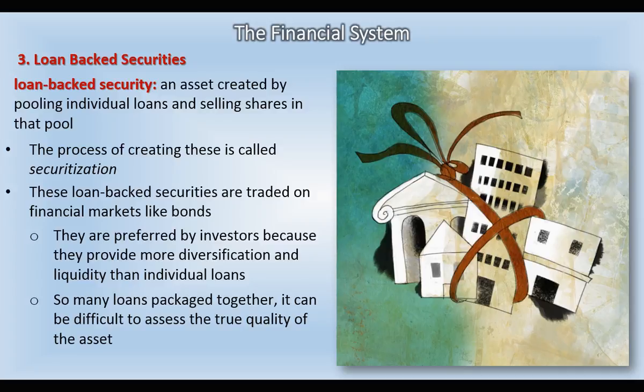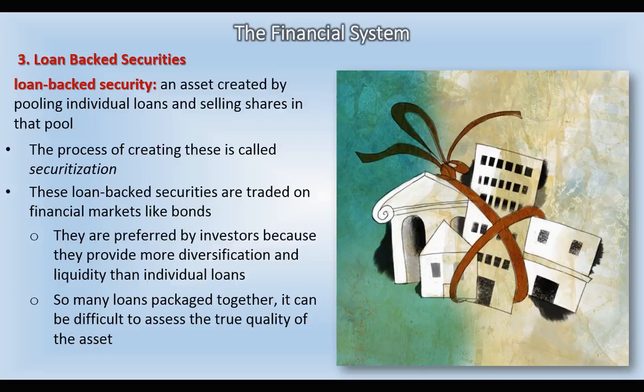With so many loans packaged together, it can be difficult to assess the true quality of the asset. So this is what happened pre-2008. A lot of mortgages were tied up into these loan-backed securities. They were called CDOs, collateralized debt obligations. And so you had a lot of banks that were holding these CDOs as assets.